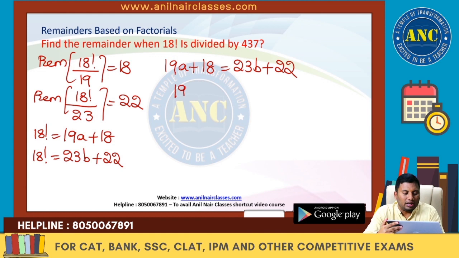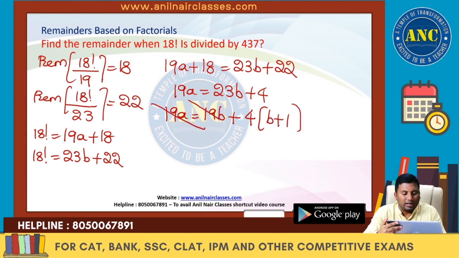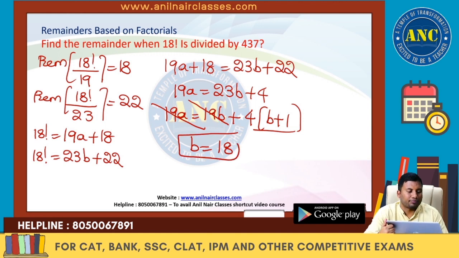So 19a equals 23b plus 4. This is nothing but 19a equals 19b plus 4 into b plus 1. Divisible by 19, divisible by 19. 4 into b plus 1. 4 is not divisible by 19, so b plus 1 must be. B value is 18.